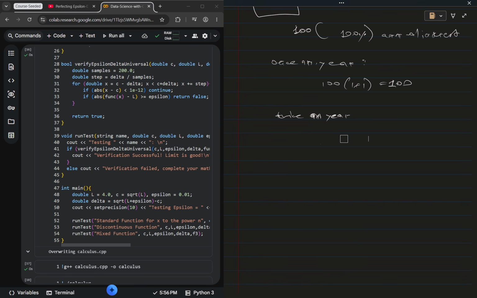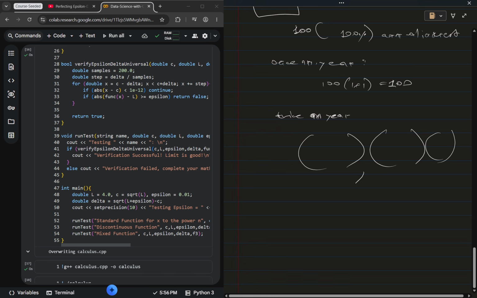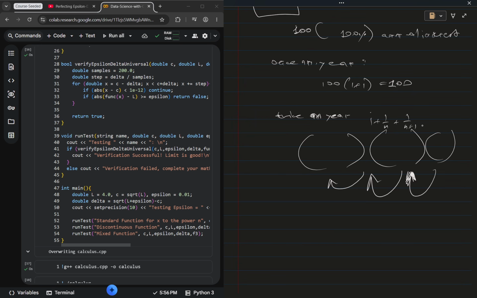Basically this is your formula: 1 plus 1 by n, to the power n. So basically you just keep doing this n times, because your interest was divided in n parts. You just keep multiplying that part with the previous part and you get the final value. Since it has to be consistent, instead of increasing 1 plus 1 by n plus 1 and all, it has to be the same. So we can just do this.